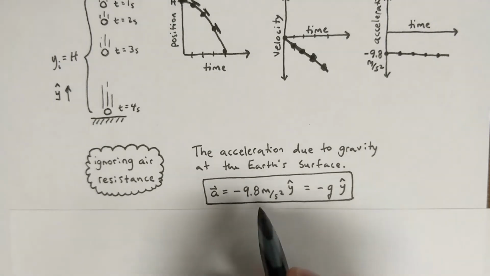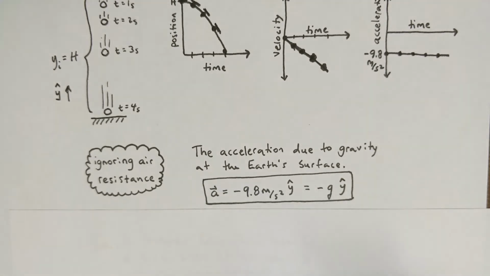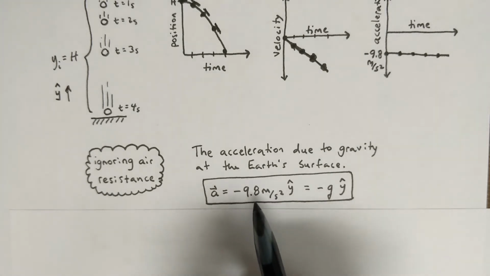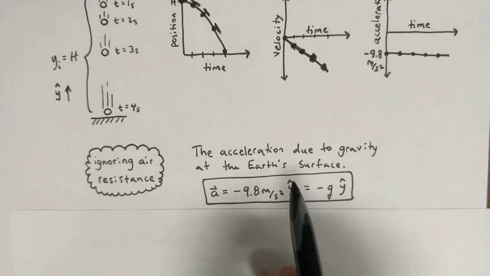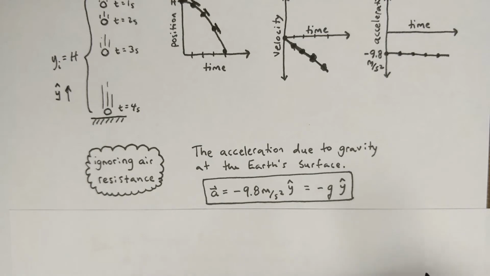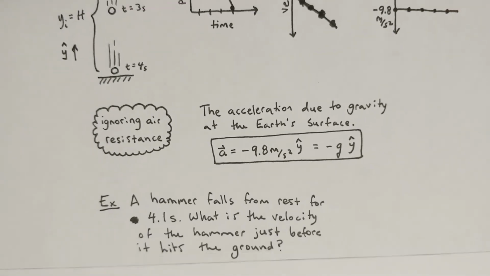Okay, the other important thing here to notice is that this value, 9.8 meters per second squared, we can write that as little g. So this is a constant little g, and it represents the magnitude of the acceleration due to Earth's gravity at the surface of the Earth. Okay, so let's go ahead and try a problem.